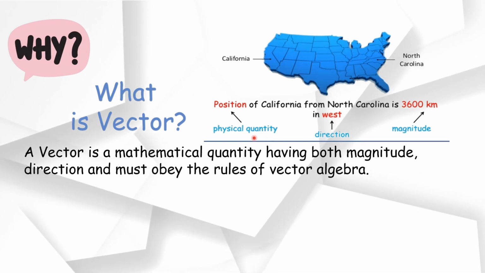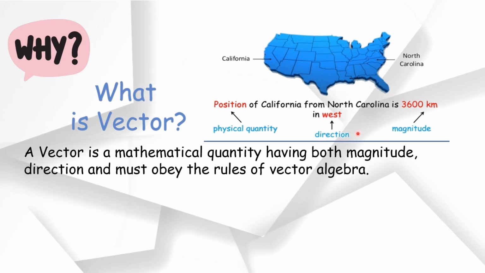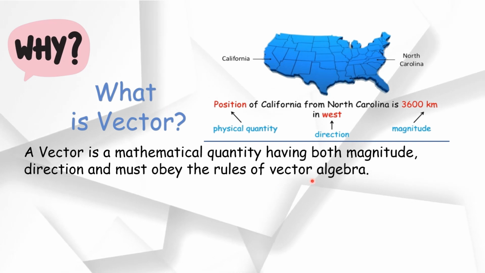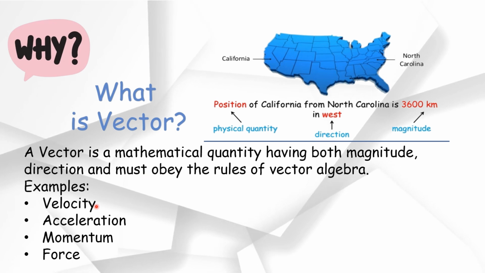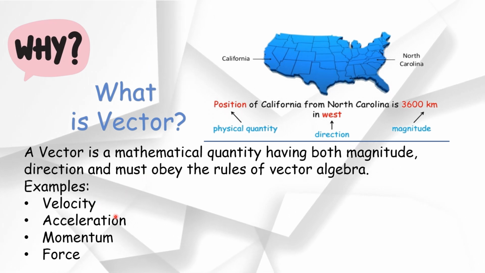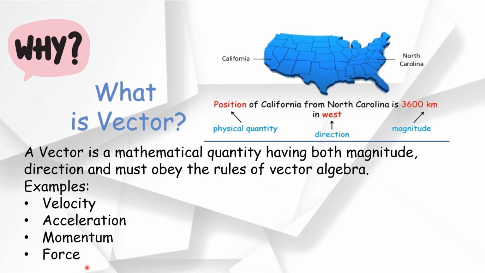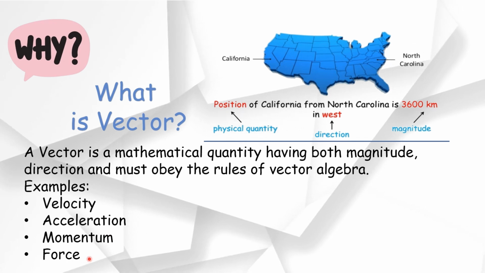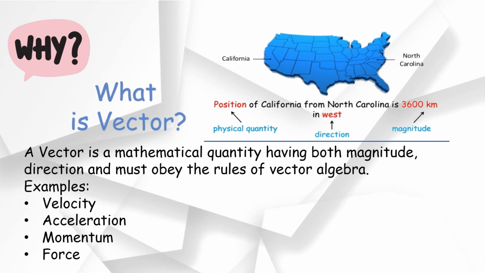So what are the conditions for a physical quantity to be a vector? It must have magnitude, it must have direction, and it must also obey the rules of vector algebra. For example, velocity. We know that velocity is a ratio of displacement over time. Acceleration, momentum, force. All these quantities are represented by magnitude, and not only magnitude, they are also represented by direction.